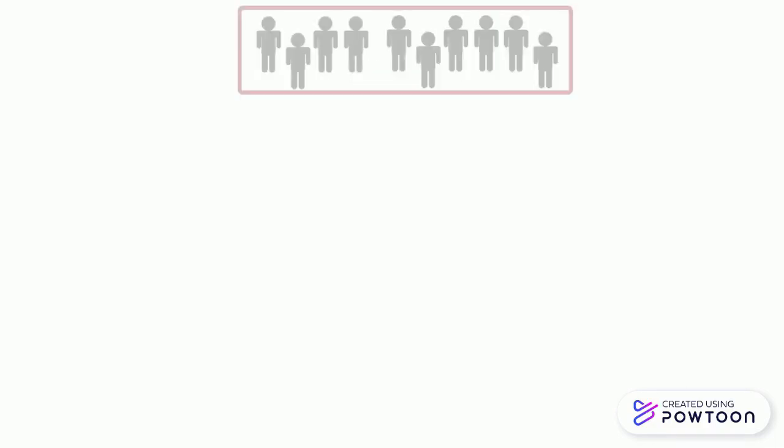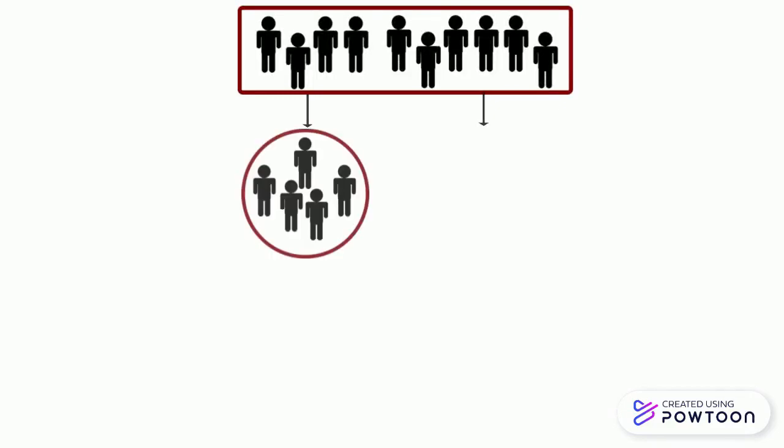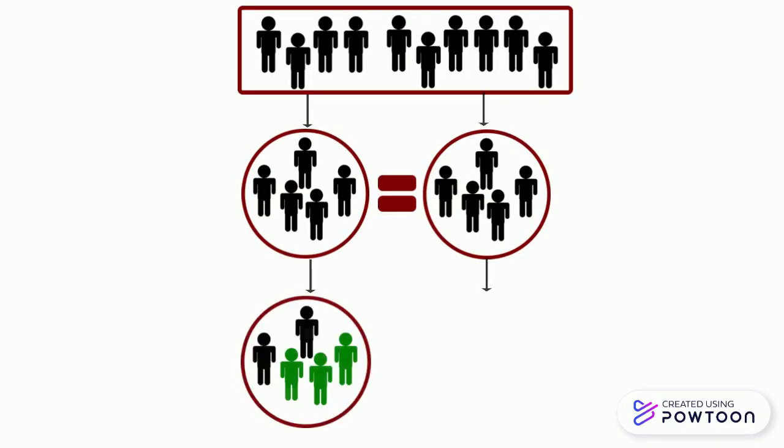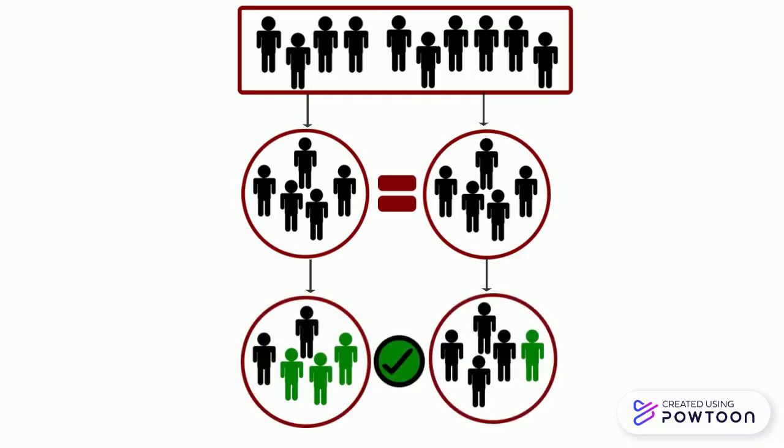An RCT is best for studying the effect of an intervention. In an RCT, participants are randomly allocated to the intervention or control group and have an equal chance of being in either group. This means both intervention and control groups are similar at the start so that any differences at the end can be attributed to the intervention.